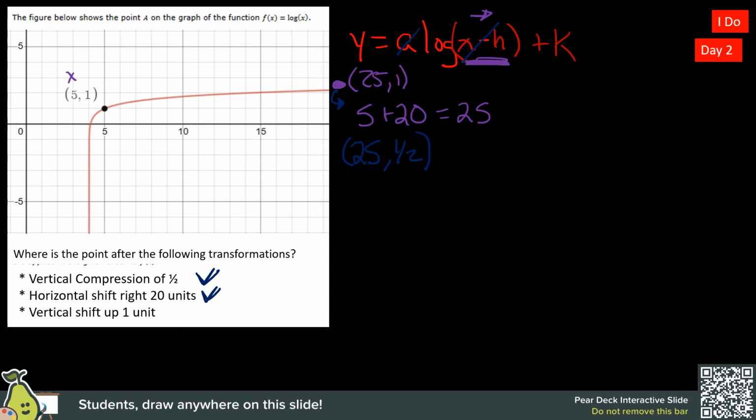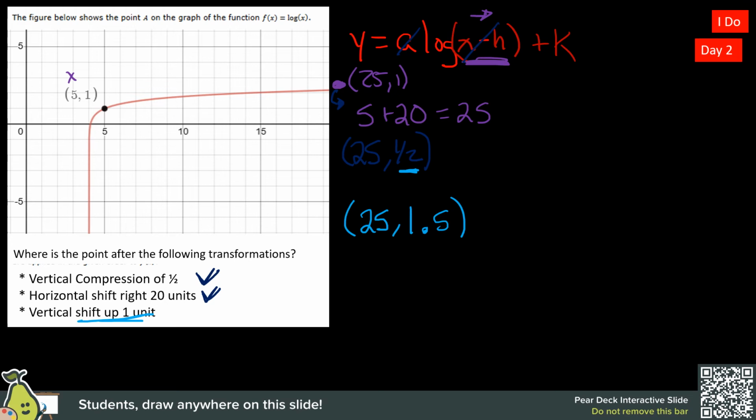And then my last step, because mathematically we did this part, we did this part, now I have to do whatever my k is. Well, my k says shift up 1 unit. That's going to affect my y, not my x. So I'm going to stay at 25 and go up 1 unit. So then we'd be at 25 and 1.5.